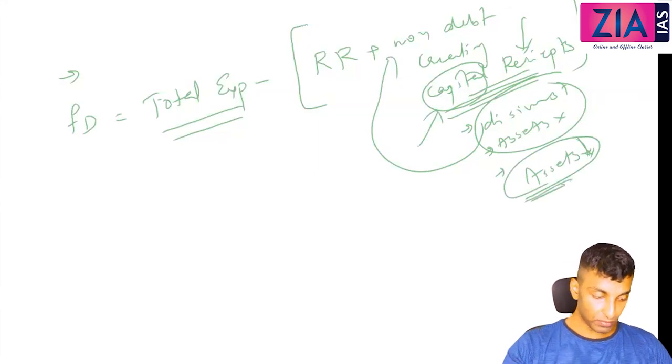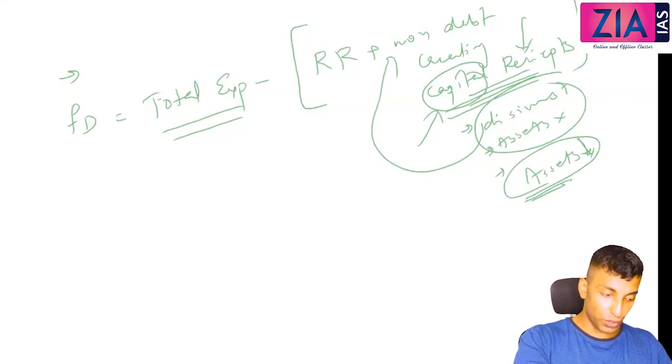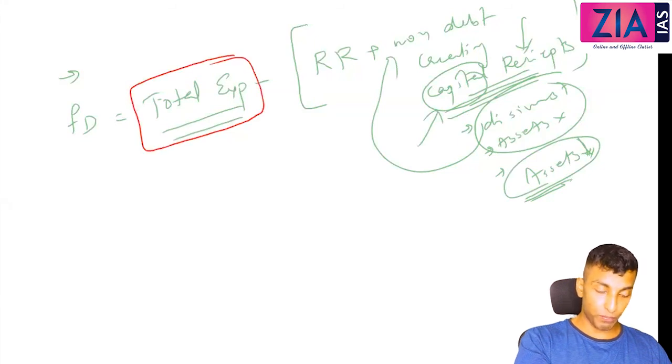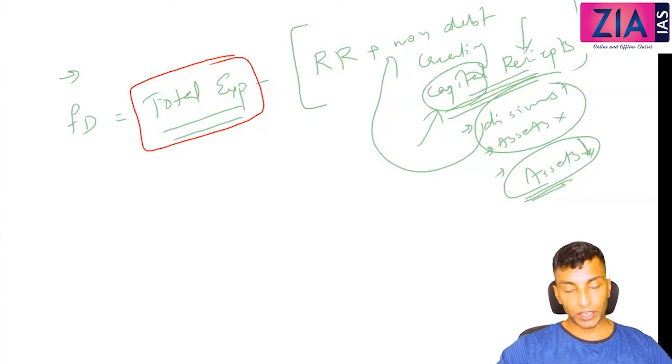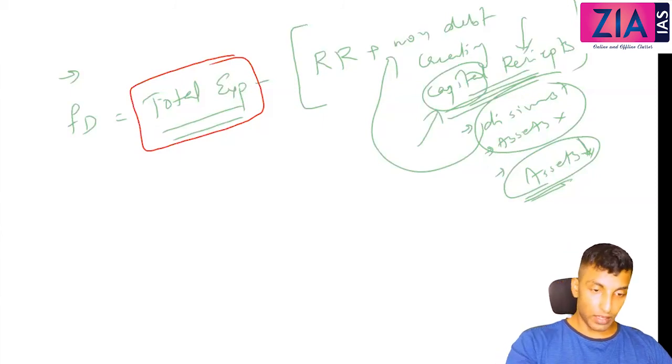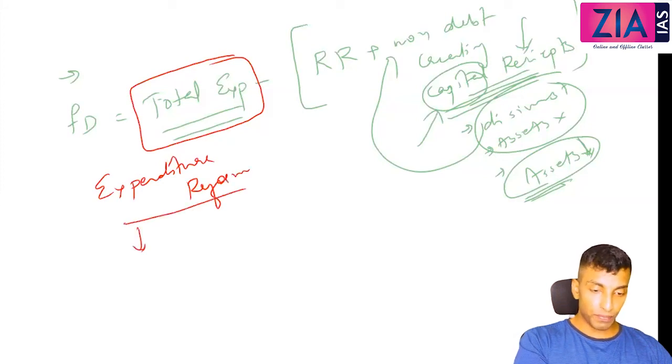Now tell me, if you understood this, you can tell me correctly what all things you need to do to reduce fiscal deficit, or what should be the fiscal reforms. There can be two ways. What is the first thing that you can do with respect to total expenditure? Mainly, what is the main overall thing that you can do with respect to expenditure? Increase or decrease? Reduce it. Reduce the expenditure. So when we talk about expenditure reform, you have to reduce the expenditure.